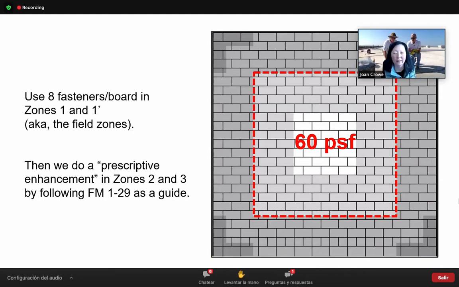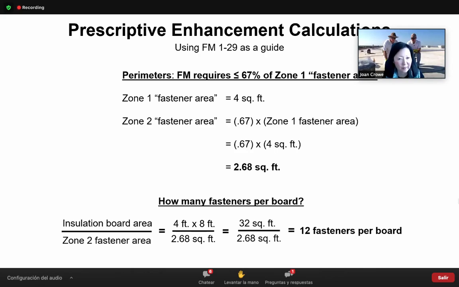So here's Wally and Chino's example roof, where we're showing in the field, for the 2 field zones, field 1 and 1 prime, we're going to use 8 fasteners per board in the center. Now we're going to do a prescriptive enhancement in zones 2 and 3, the perimeters and corners, and we're going to use something called FM1-29, which is a loss prevention data sheet, if those of you who are not familiar with it. And GAF uses what's in that guide as the basis of our logic in treating perimeters and corners. Okay. Sorry guys, more math.